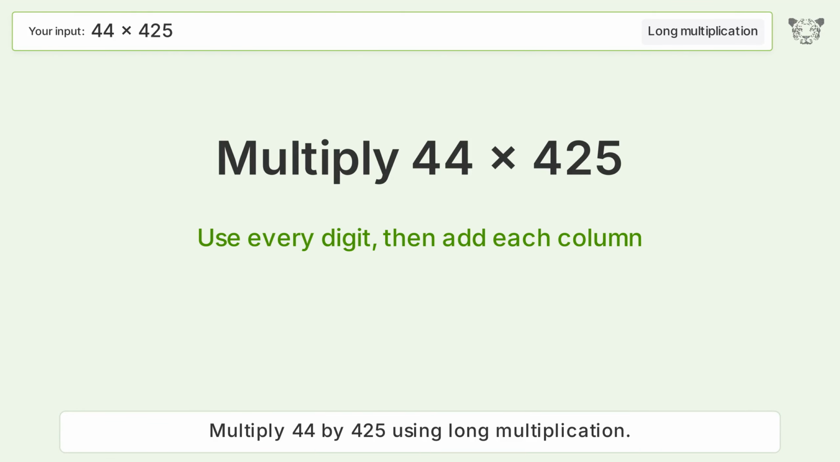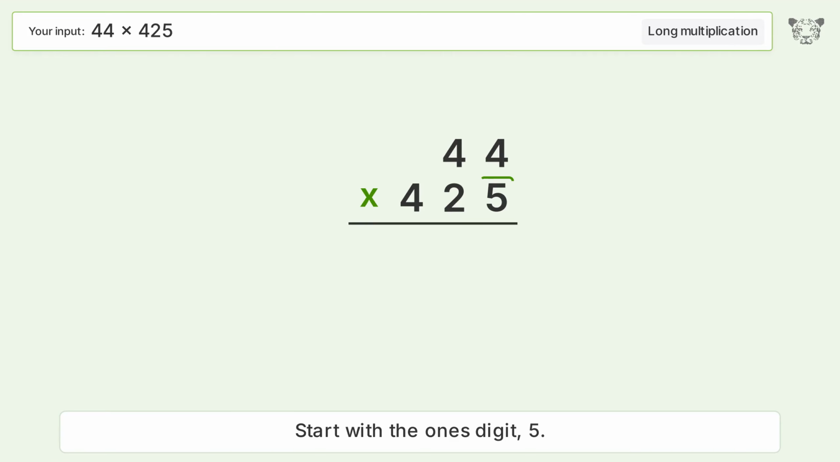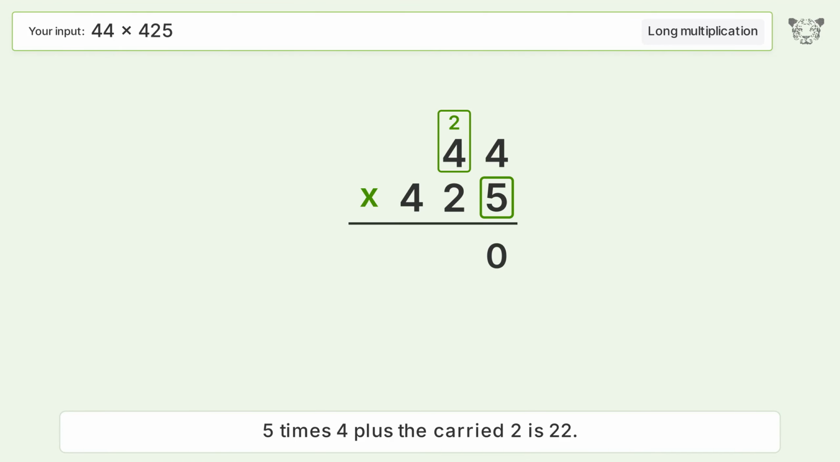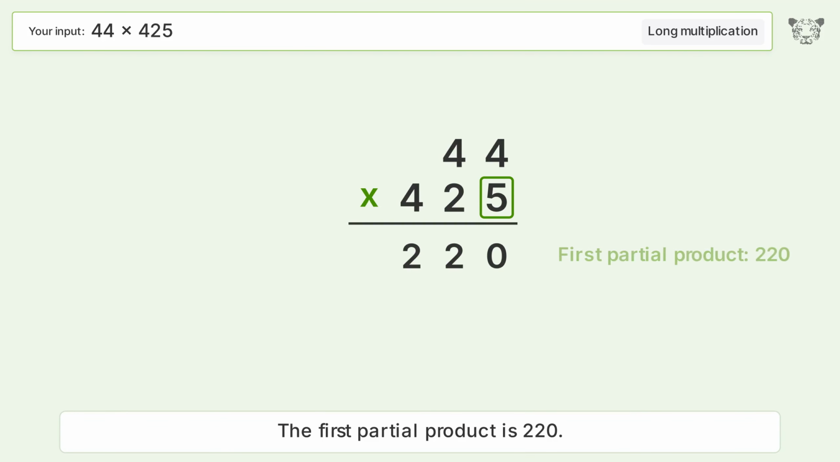Multiply 44 by 425 using long multiplication. Start with the ones digit, 5. 5 times 4 is 20. Put 0 in this column and carry 2. 5 times 4 plus the carried 2 is 22. The first partial product is 220.